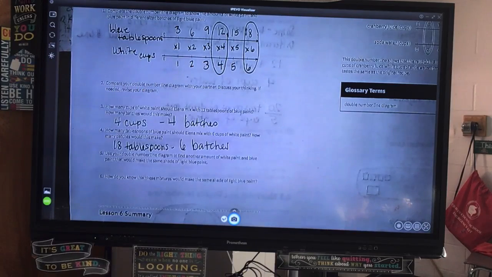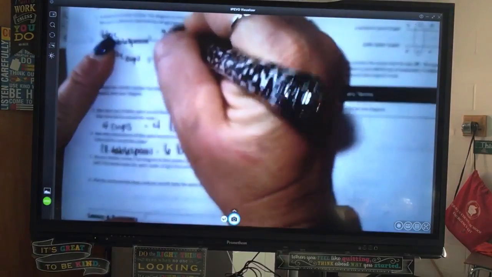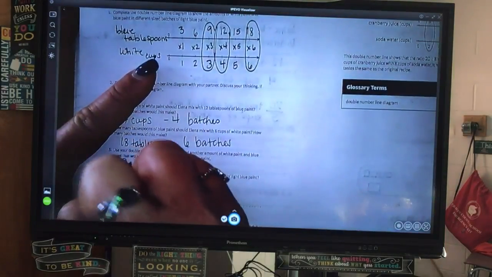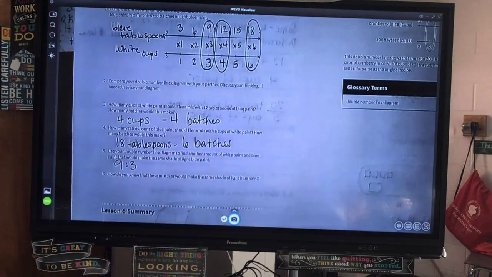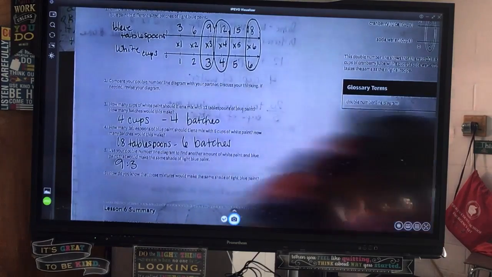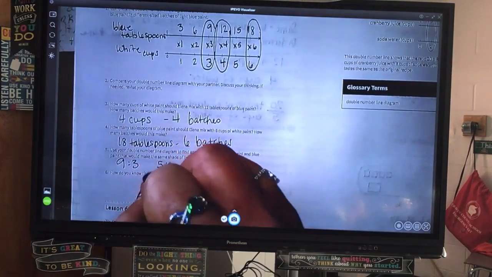All right, number 5, it says use your double number line to find another amount of white paint and blue paint that would make the same shade of light blue paint. So what's another ratio that we created on this double number line that we haven't talked about yet? 9 to 3, right? Yes. So 9 to 3. What's another one? Someone else give me another one that we haven't talked about yet. Camden: 5 to 15.